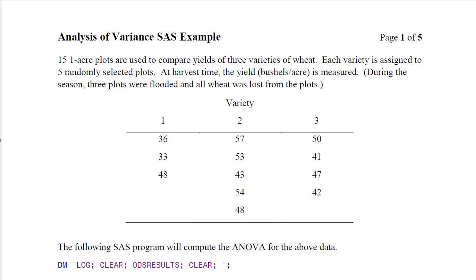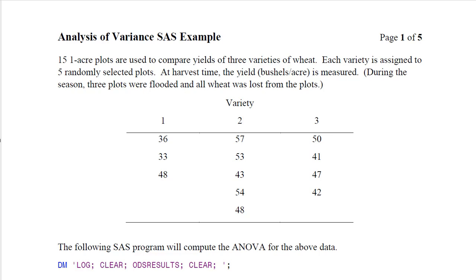This example is to illustrate how to get SAS to compute an analysis of variance for you. The text of the problem is repeated here for our convenience. 15 1-acre plots are used to compare yields of 3 varieties of wheat. Each variety is assigned to 5 randomly selected plots. At harvest time, the yield measured in bushels per acre is obtained. During the season, 3 plots were flooded and all wheat was lost from those plots.